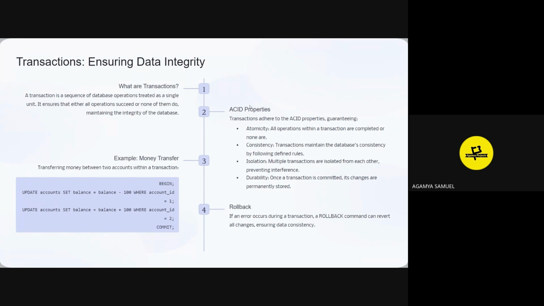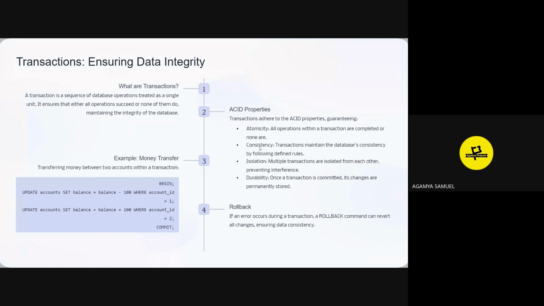And then there are ACID properties. Any transaction you do in SQL follows the ACID properties. What does ACID stand for? ACID stands for atomicity, consistency, isolation, and durability. Atomicity basically means that all the operations should occur or none of the operations should occur. If there is some issue with the execution, then the entire command will not be executed. If there is an issue in some part of the command, it will reverse the command.